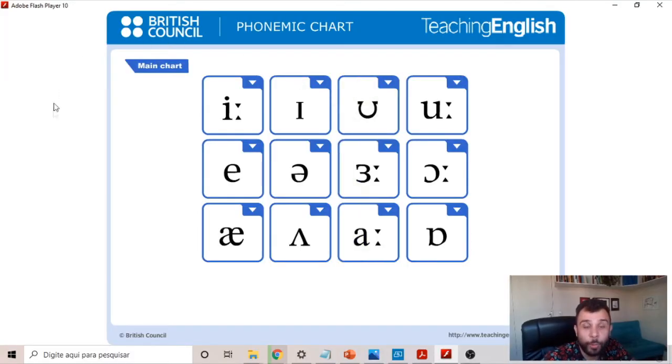In this video, I am going to use the BBC phonemic chart as a reference. I am going to make some comments about CNN, but this difference between the two phonemic charts, I will make clearer in the next videos. So here are the 12 vowels we have in English, the 12 monophthongs, right? As I told you, these ones with these two dots, the colon, are long, and the other ones are short.